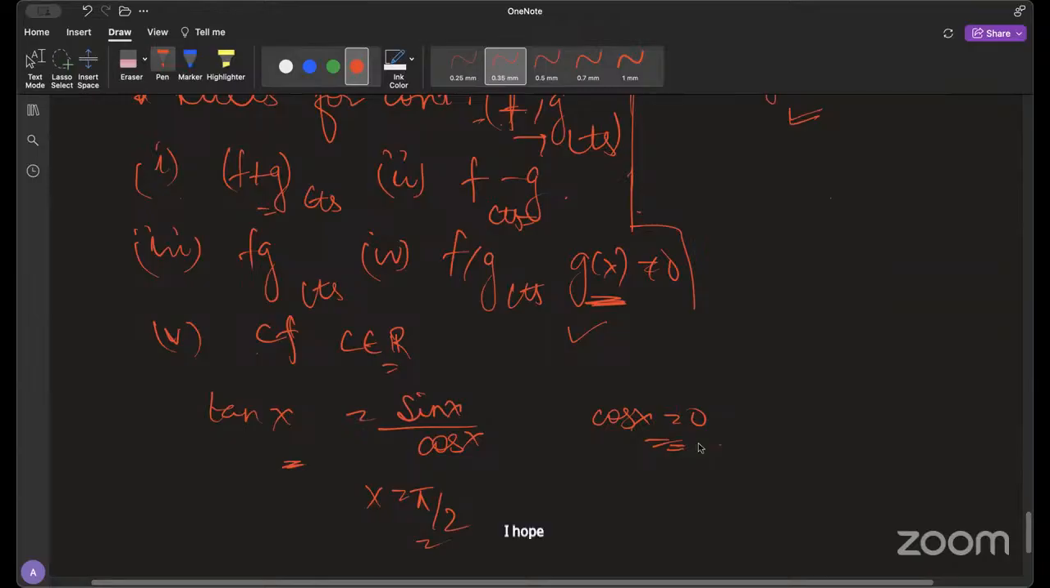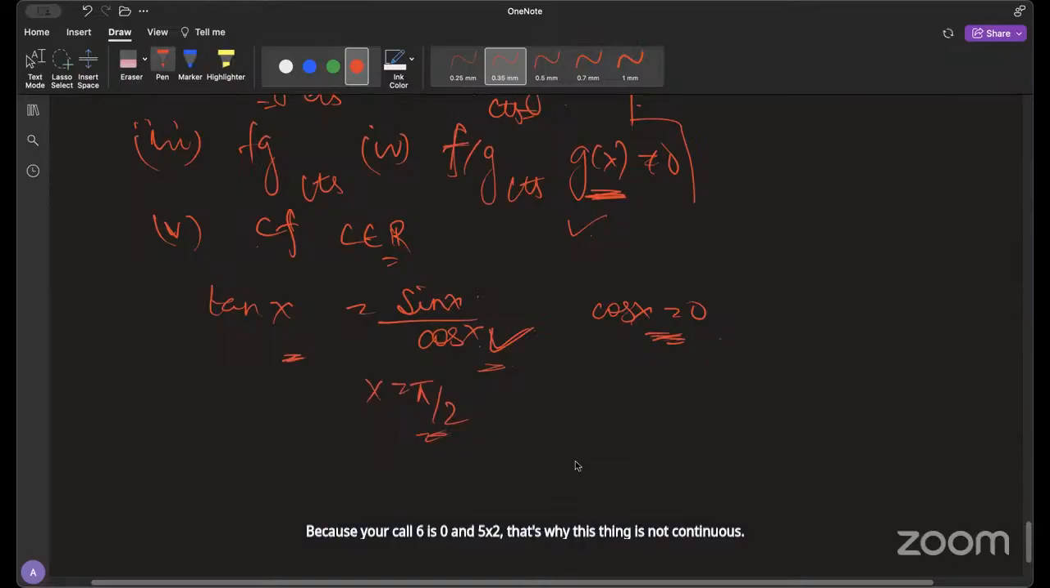I hope that answers the question that someone asked a while ago. Someone had a doubt: why is it not continuous at pi by 2 when sin x and cos x are continuous at pi by 2? Because your cos x is 0 at pi by 2. That's why this thing is not continuous. Okay.